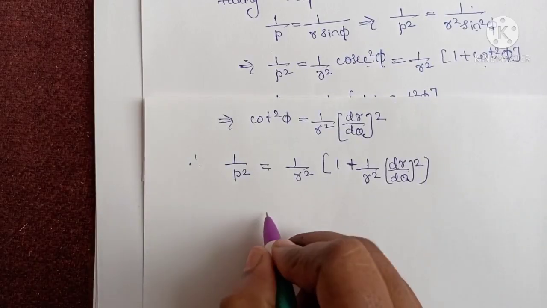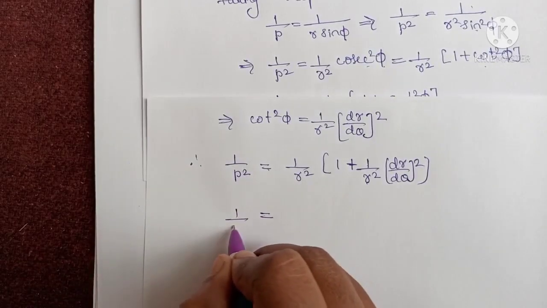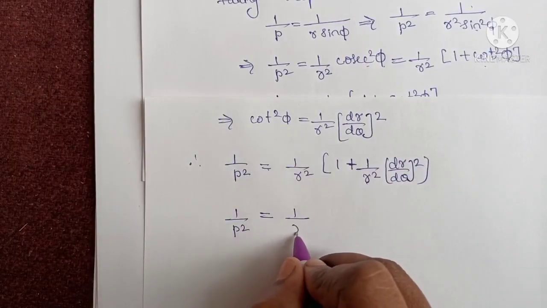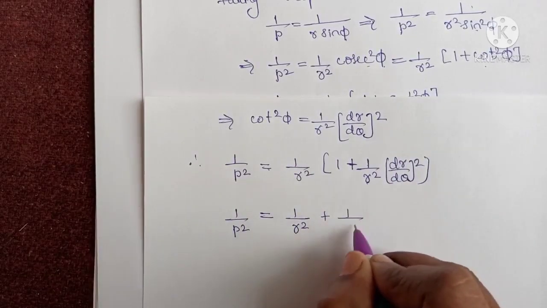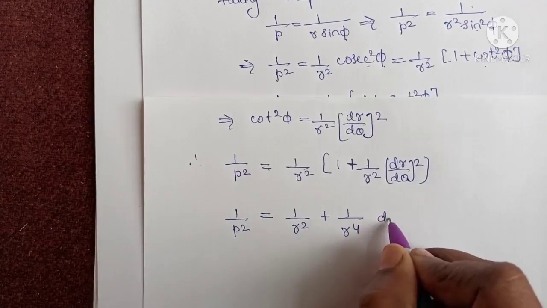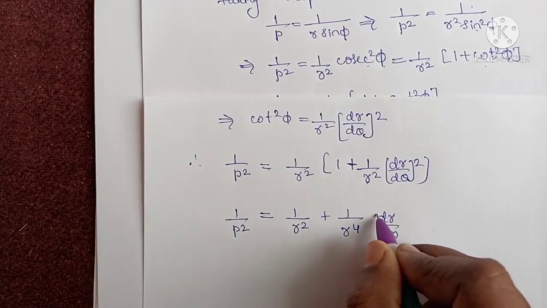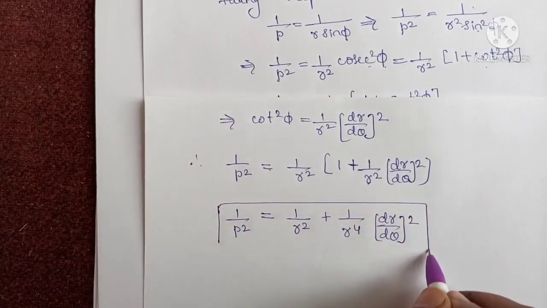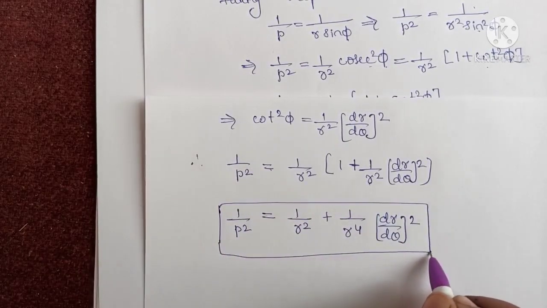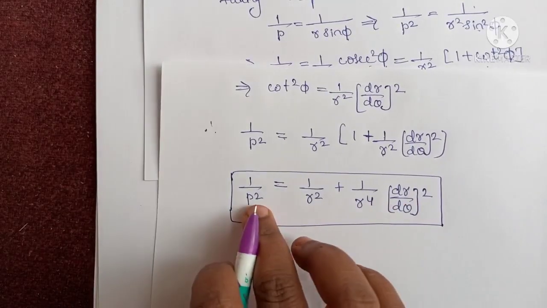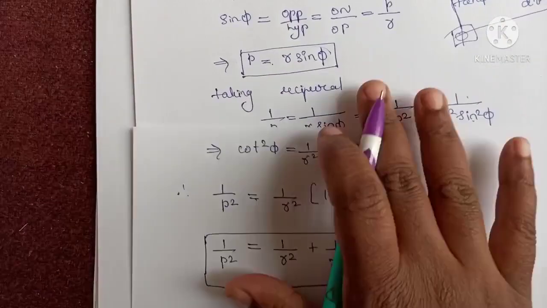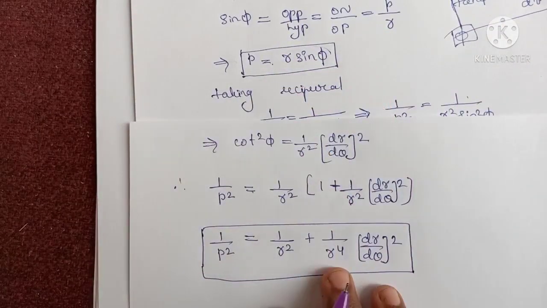So further simplifying, we get 1 by p square equals 1, multiplying with this bracket, we get 1 by r square plus 1 by r power 4 (dr by d theta) whole square. This is another derivation, or another formula, for the length of the perpendicular from pole to the tangent. So in the problems we use both these equations.